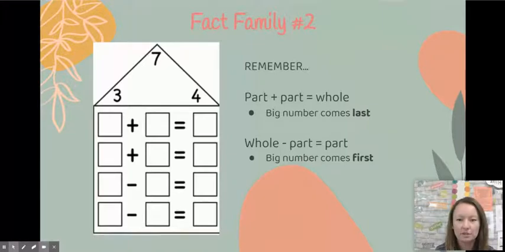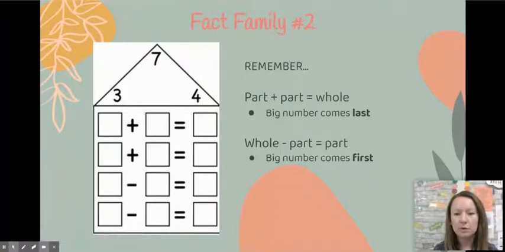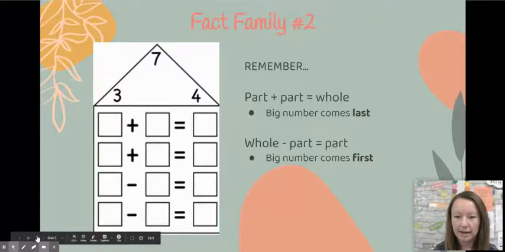So fact family number 2, we have 7, 3, and 4. So how are we going to figure this out? Remember, for adding, it is a part plus a part equals a whole. So that big number, or the whole number, is going to come last. For subtracting, it is a whole minus a part equals a part. So remember, that big number is going to come first with subtracting. So what are our facts going to be? Are we ready to find out?